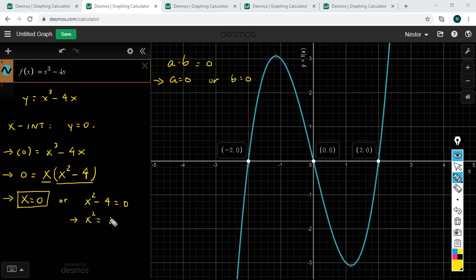X squared equals 4. Then we take the square root from both sides and we get this. And finally we get this, because the square root of 4 is 2, and don't forget the plus and minus. So that's it. The other two x-intercepts are positive 2 and negative 2, just like we knew from just looking at the graph. Can you see? Negative 2 and positive 2. So these are the other x-intercepts. So this function has one y-intercept and 3 x-intercepts.